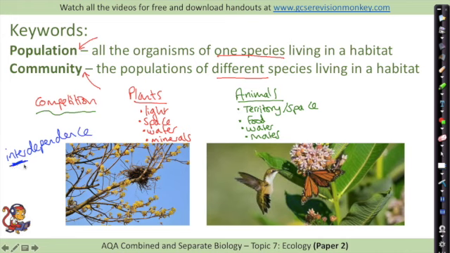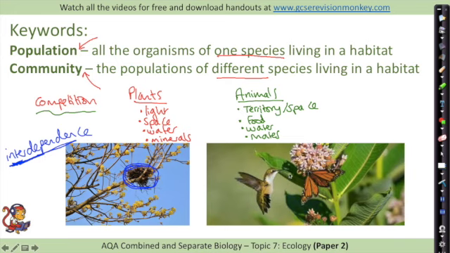Inter is like between, and dependence is dependent on each other. And this is the case where different species are dependent on one another. For example, this bird that is building this nest in this tree is dependent upon the tree to be able to build its nest. Without that tree existing within that community, that bird would have nowhere that it could roost and lay its eggs and bring up its young. So that bird would be dependent on the tree, and we call that interdependence.